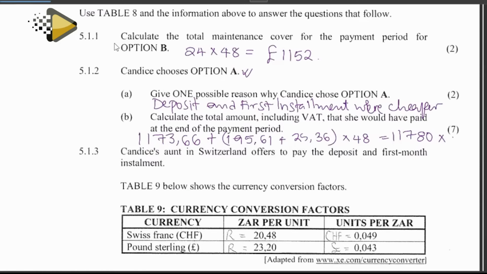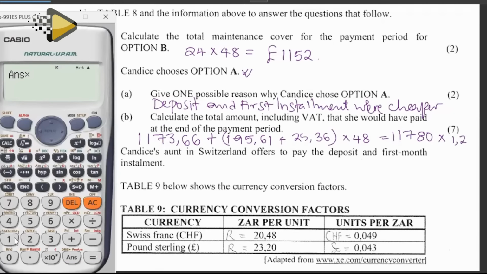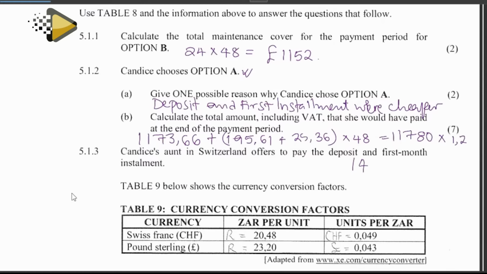So we are going to include their VAT, which is 20%. So we shall multiply by 1.2. Times 1.2, which is 14,136.26.